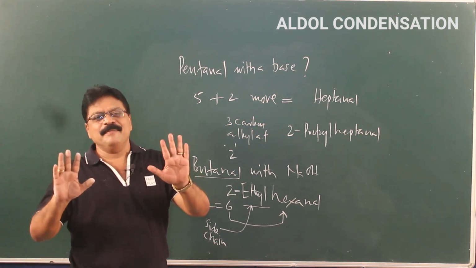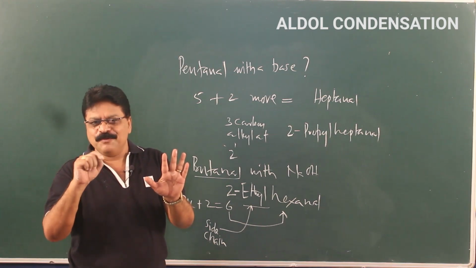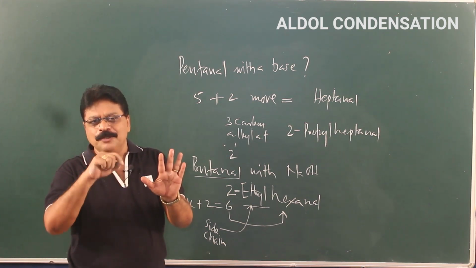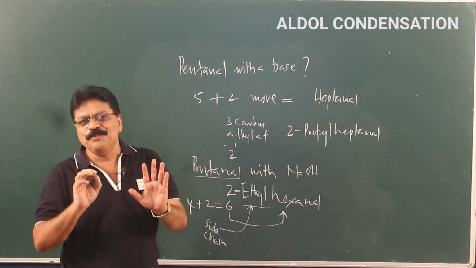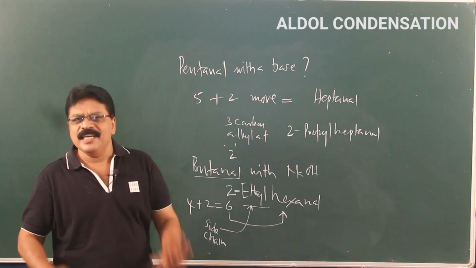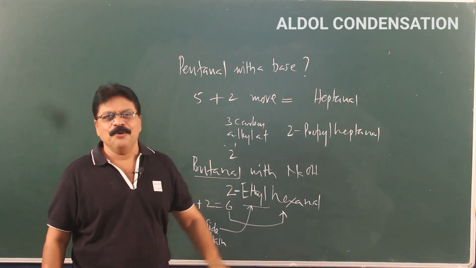If you are given 6 carbons, 6 plus 2, 8, octanal. Out of 6, how many is left? 4. So there will be 4 at the 2 position. At the 2 position you will have butyl. So it will be called as what? 2-butyl octanal, 6 plus 2, 8. So it's very easy. You can always remember it. So I hope it is useful.